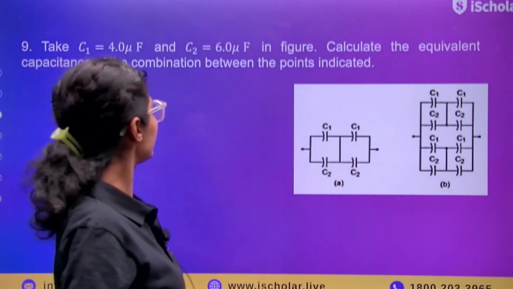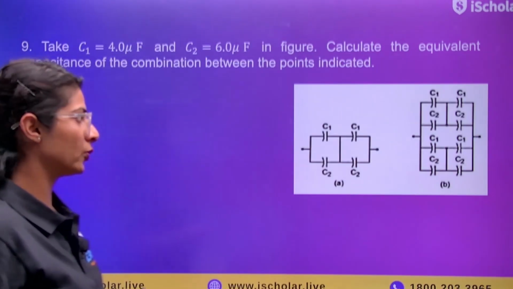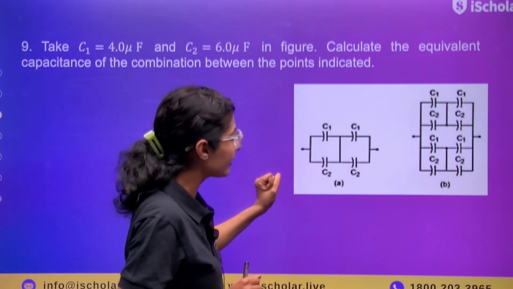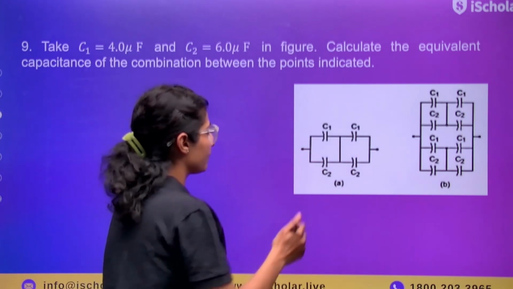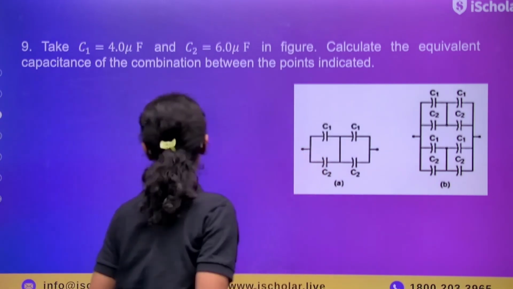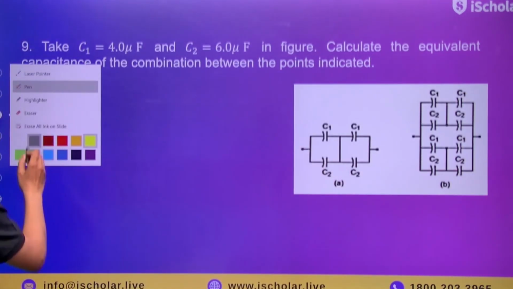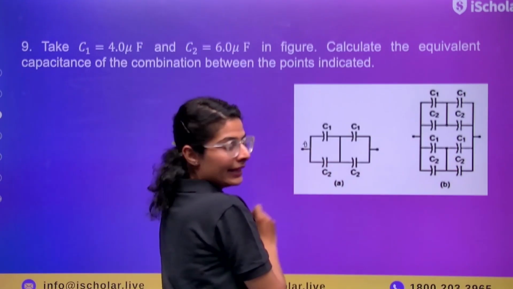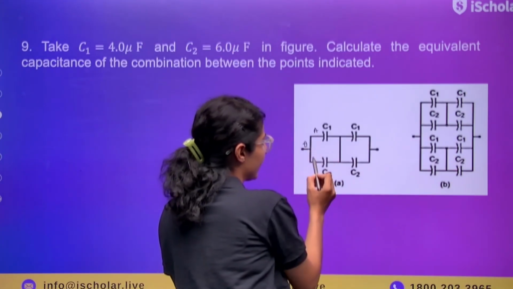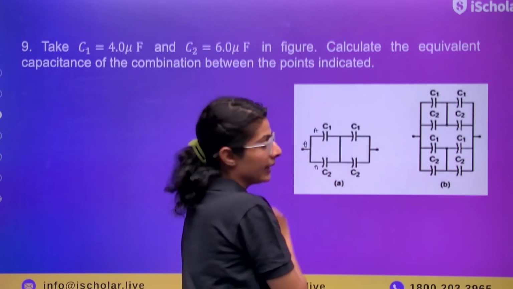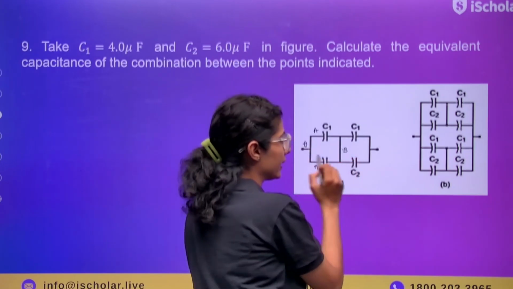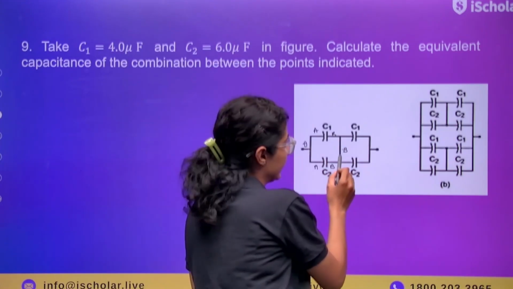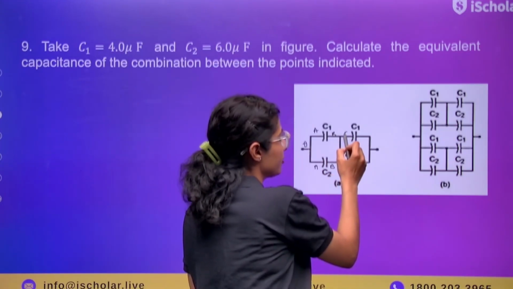Next question says that you have to calculate the equivalent capacitance. Okay? Coming to the first part. See, in the first part, can we say that if I say this point to be A, let me just change the ink of this pen. Okay, let me say this point to be A. If this is A, this point is also A and this is also A. Taking this point to be B, something in between, this point would be B, this point will also be B. This will also be B, this will also be B.